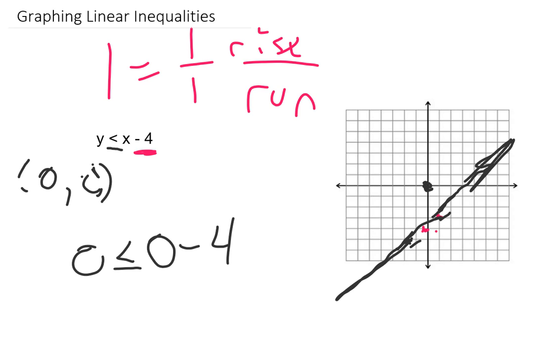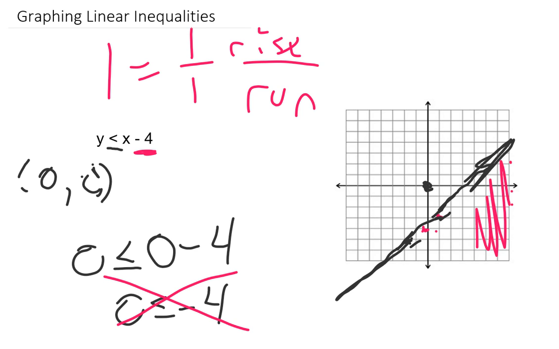I do some simple math, and I should get 0 is less than or equal to -4. If I look at this, 0 is less than or equal to -4. That is not true. 0 is greater than or equal to -4, so I know that I'm going to shade the side where 0, 0 is not at. And now that shading means that any point down here, any point that I would pick, if I plug into that equation, will give me a true equation.